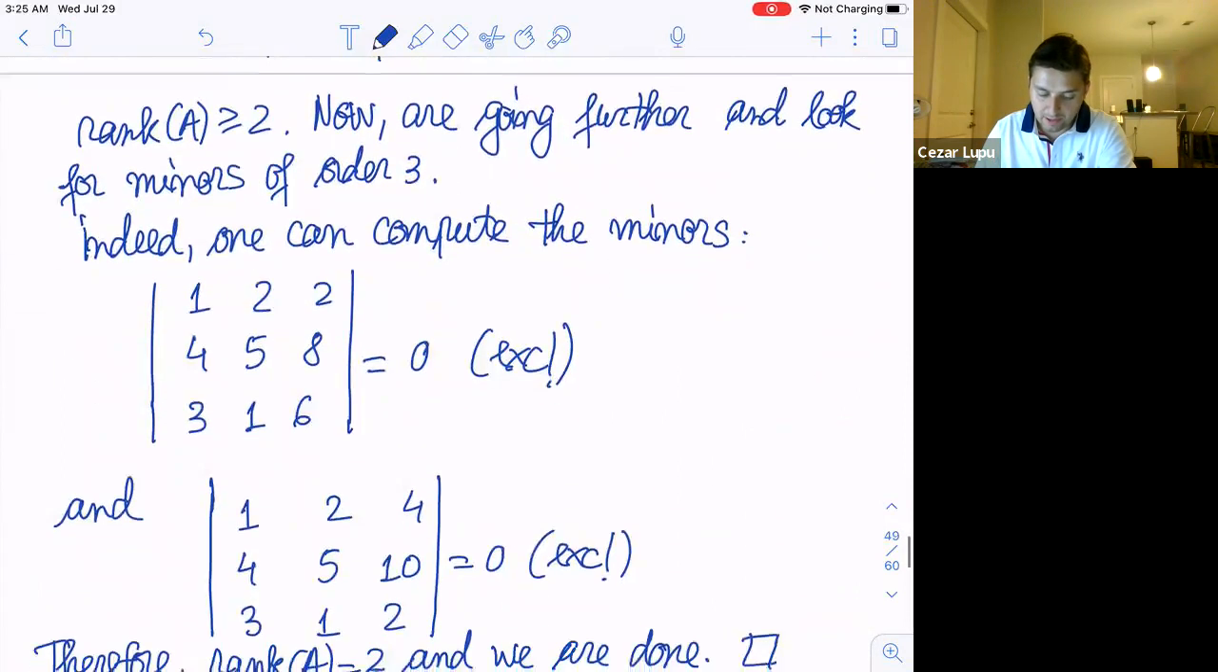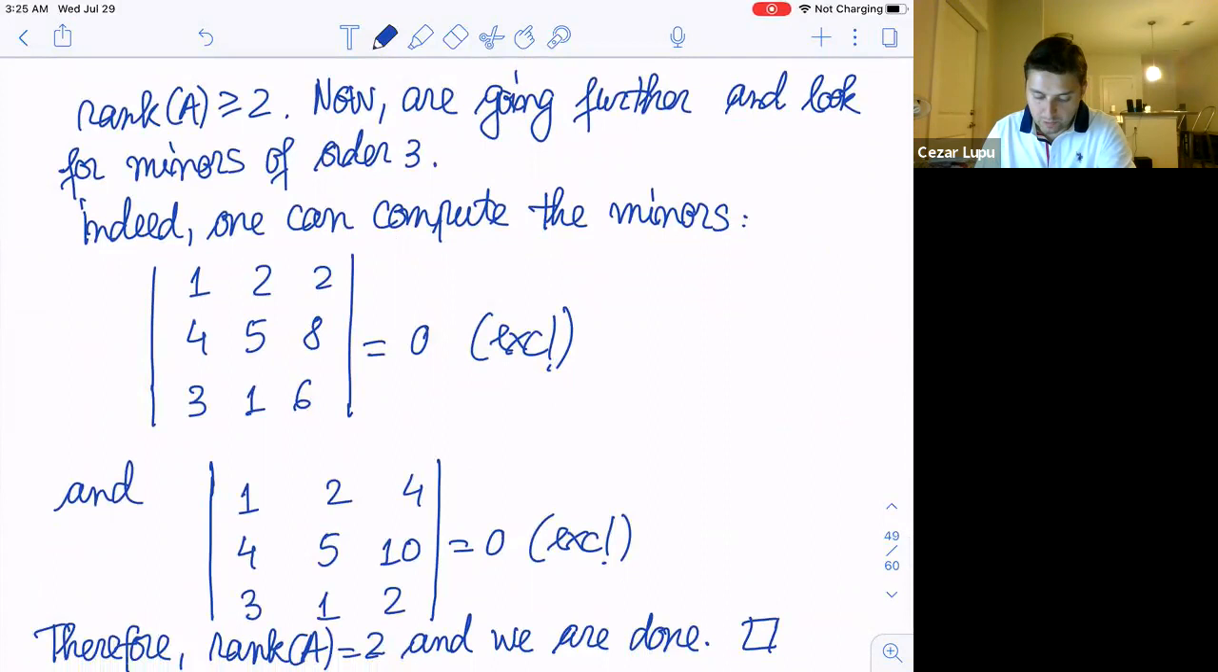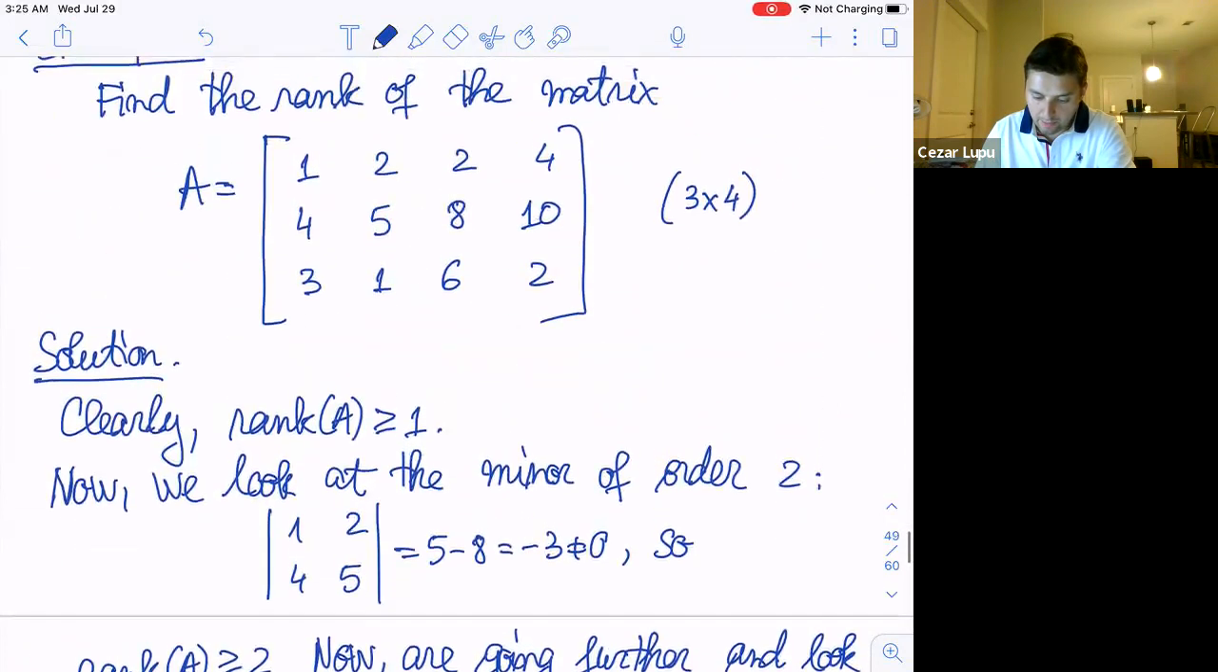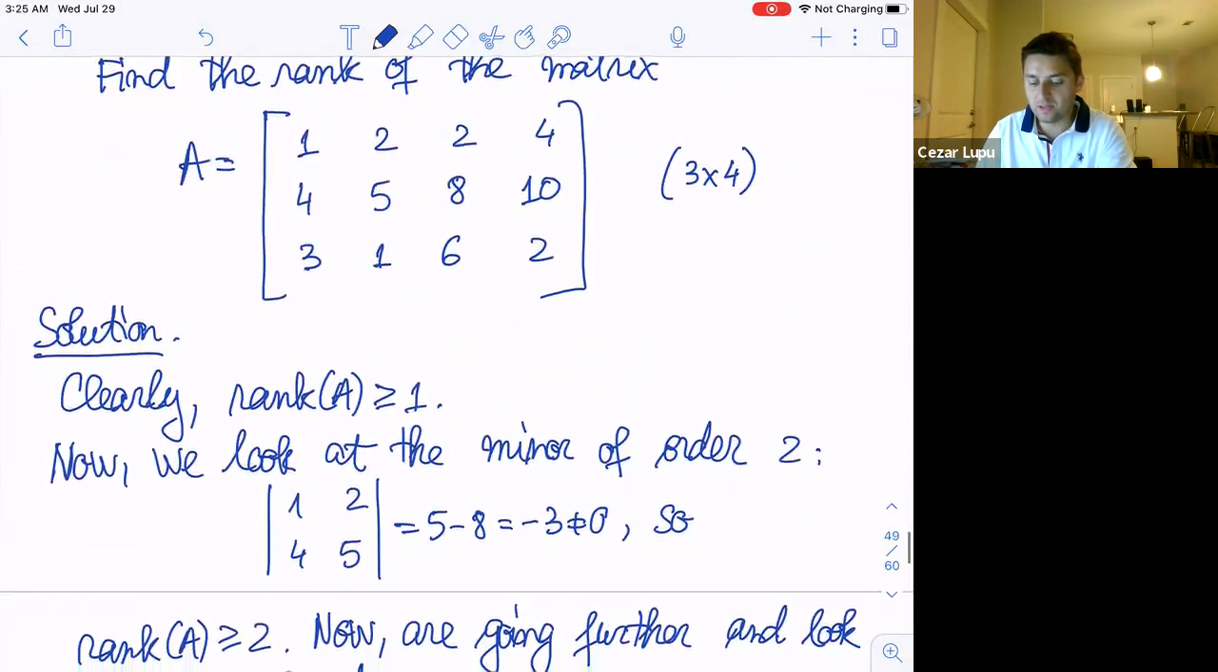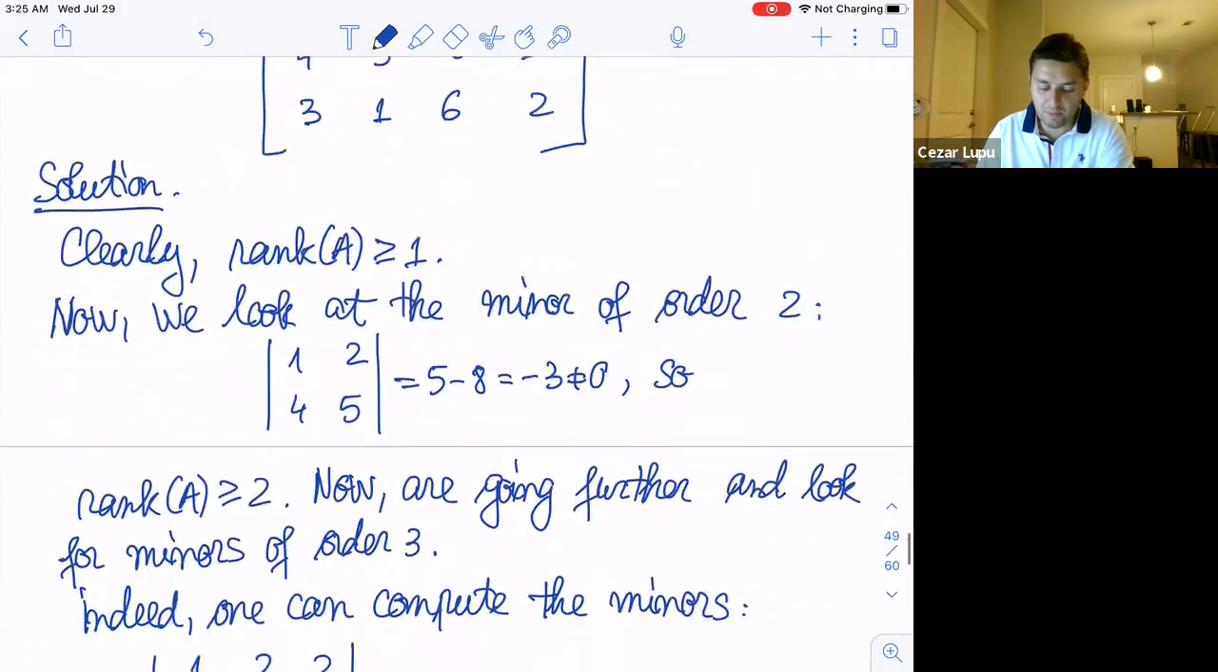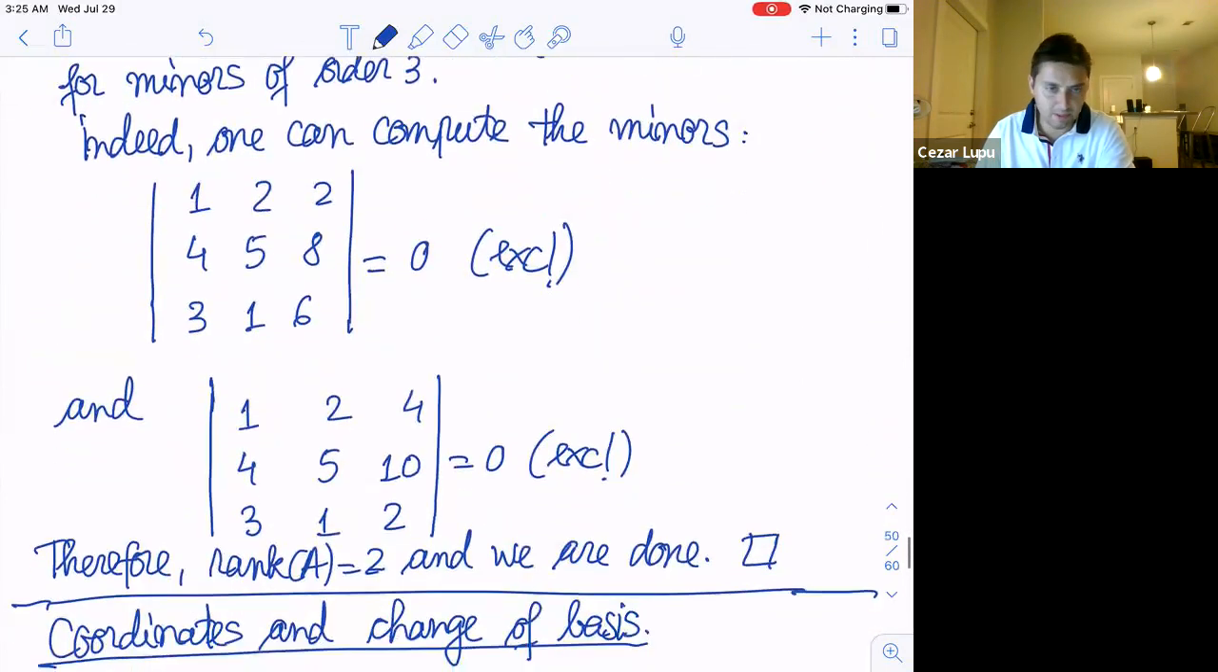So I take columns 1, 2, and 4. As you can see, there is no point of taking the others because they'll be proportional. Basically, it will be the same thing. Since we apply some properties of the determinant here, if you look at them, the columns 2 and 3 are proportional, so the determinant will be 0.